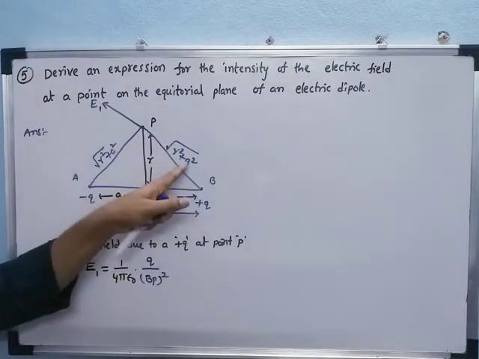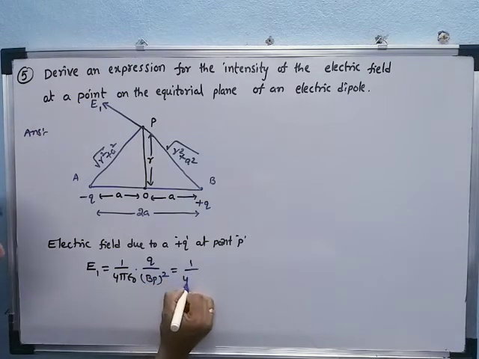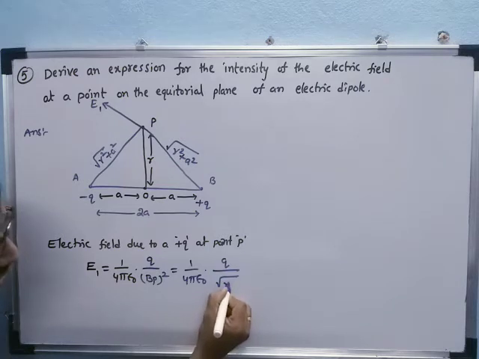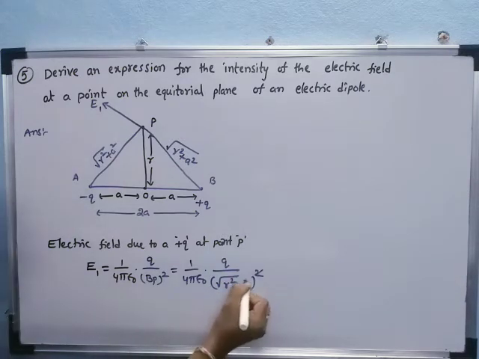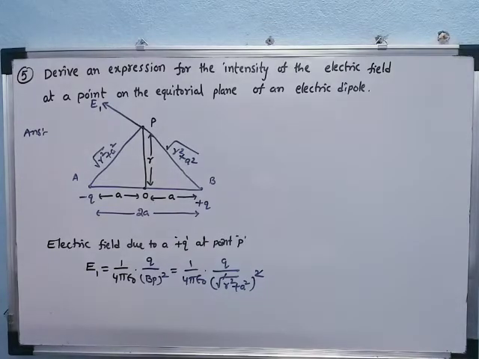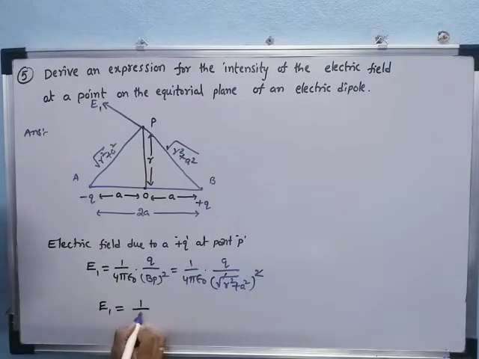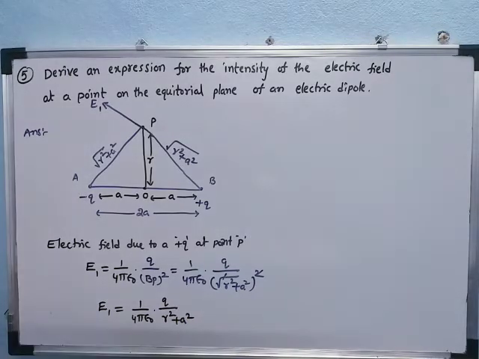Now, how much is the distance B to P? Under root of r square plus a square. We substitute here: 1 by 4 pi epsilon naught, Q by under root of r square plus a square, whole square, and the square and root get cancelled. Then the electric field at point P, E1 is equal to 1 by 4 pi epsilon naught, Q by r square plus a square.